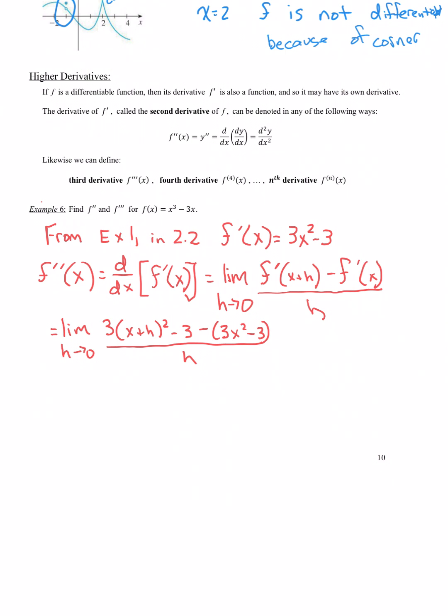From here, I'm going to distribute the negative. I'm going to expand that x plus h squared. So after I expanded my x plus h squared and distributed by 3, and then distributed the negative in front of the parentheses, I got that. Notice a few things may cancel for us here. The -3, +3, -3x squared, +3x squared. And so we're going to be left with this so far.